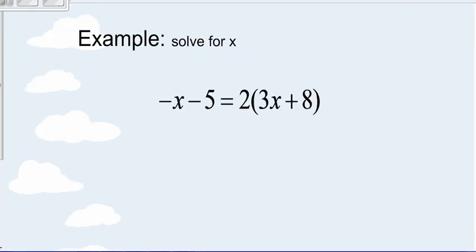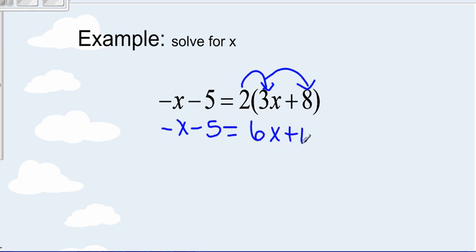Okay, last example here for solving. We want to distribute before we do anything else. So we're going to distribute the 2 to the 3x and to the 8. So we're going to have 6x plus 16. Remember, when we distribute, we're multiplying.